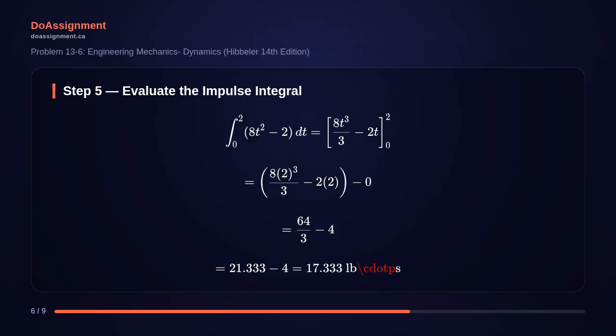Evaluating the impulse integral, we integrate 8t squared minus 2 with respect to t, giving 8t cubed over 3 minus 2t, evaluated from 0 to 2. Plugging in t equals 2 gives 64 thirds minus 4, which equals approximately 21.333 minus 4, or 17.333 pound-seconds.